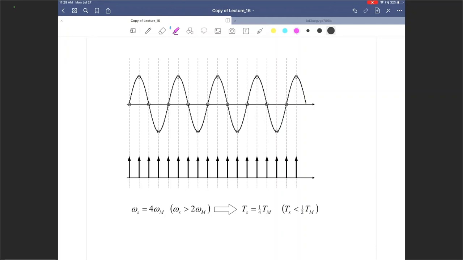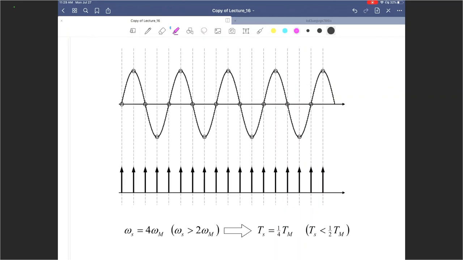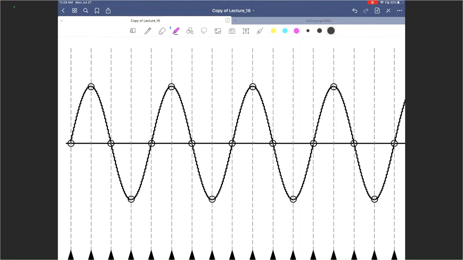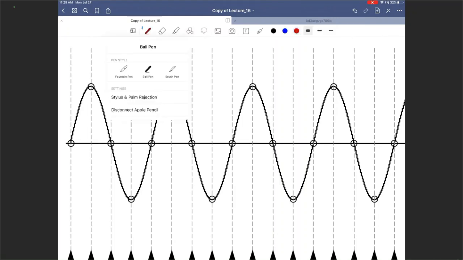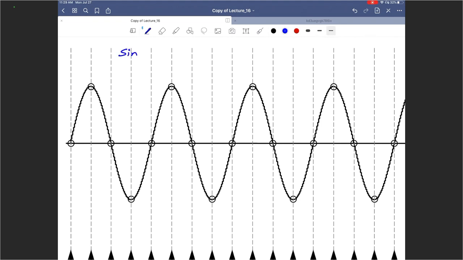How about over here? Over here, how many samples per period do we have? The same signal, actually this is not the same signal. This is a sine. How many samples per period do we have here? The samples are here, here, here, here. So 4 samples per period.